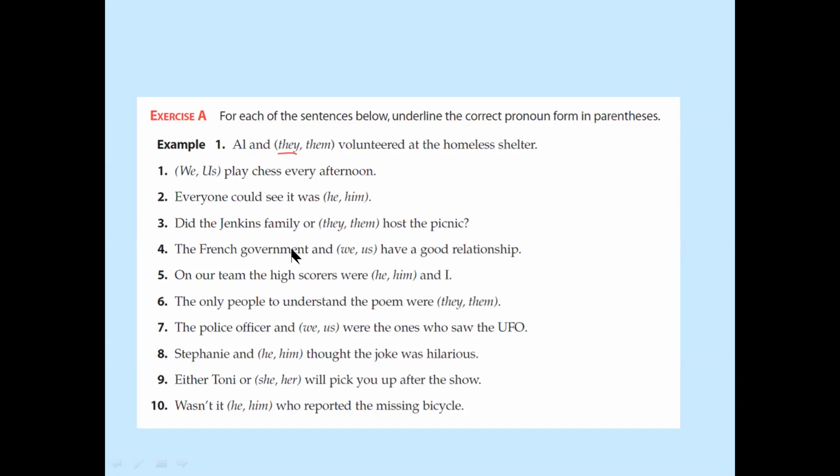The French government and we have a good relationship. Very good. On our team, the high scores were he and I. So it can be he and I were the high scores on our team.